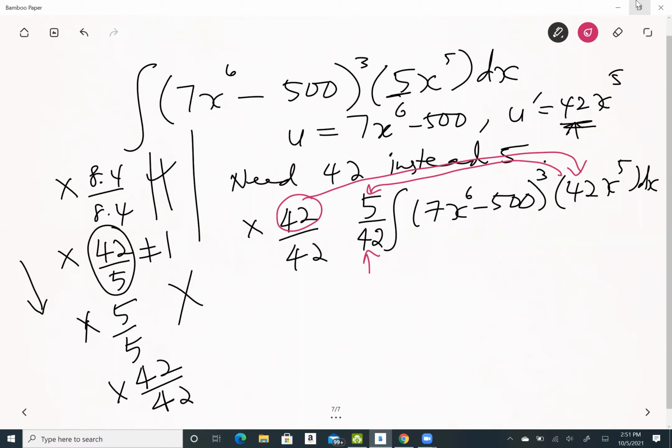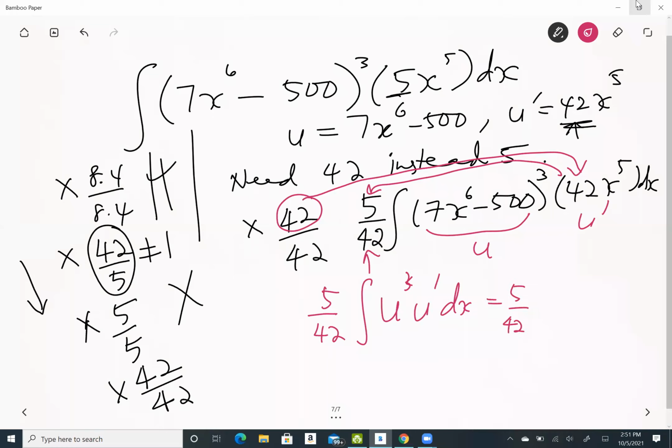Okay, so now I have what? I have u, and then I have u prime. So our form will be 5 over 42, integral of u to the power of 3, u prime dx. And then that will be equal to 5 over 42, u to the power of 4 divided by 4 plus c. And then put in the u, you got the final form. Okay, of course you multiply the constants. Okay, all right. Any question about this?